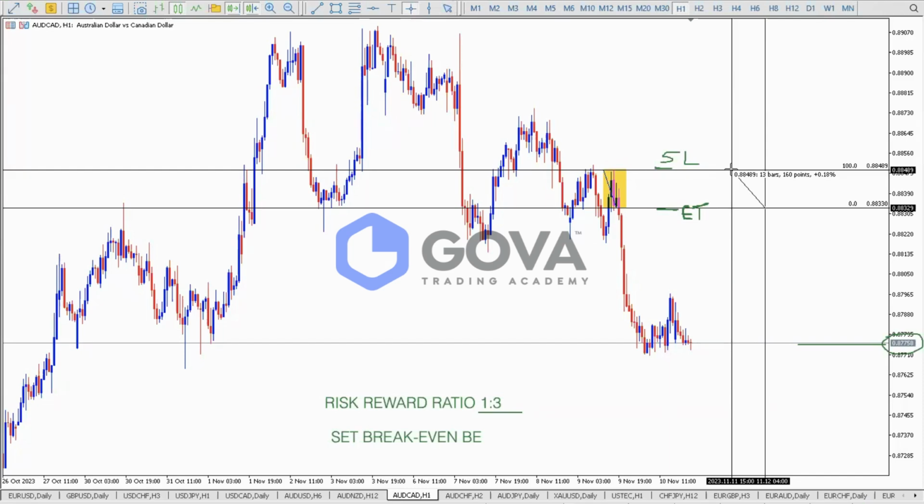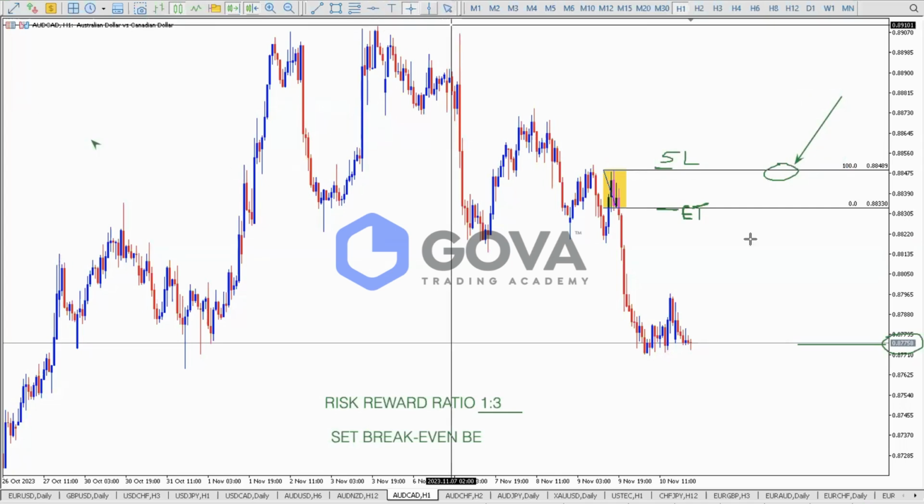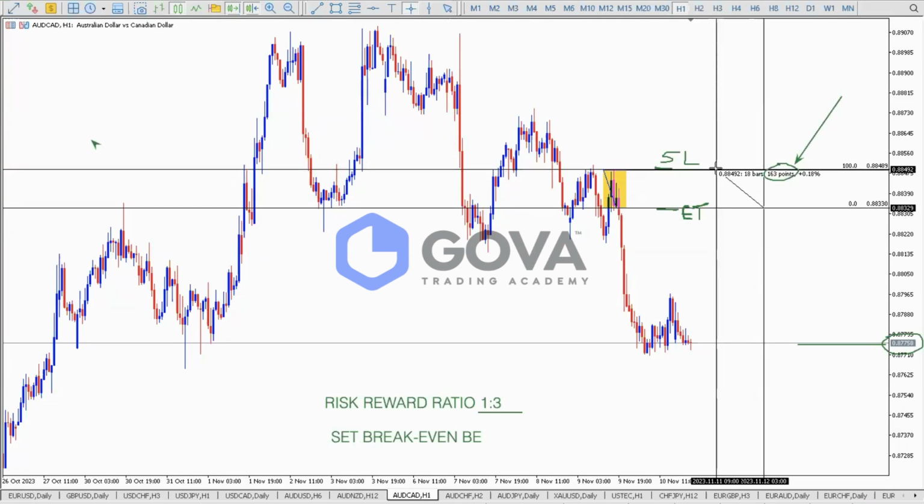Remember, this is 160 points. Look at the figure inside the circle. Now let me put it again. From the proximal line, drag it all the way up to the distal line. You can see, what do we have here?